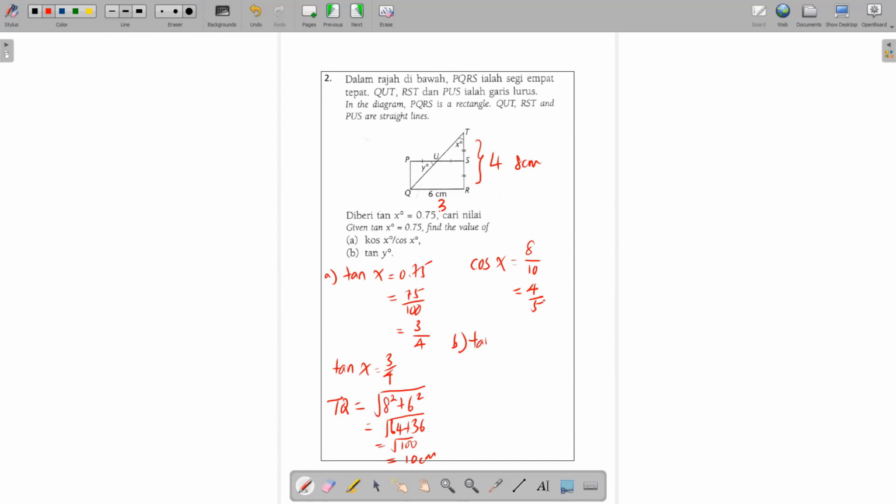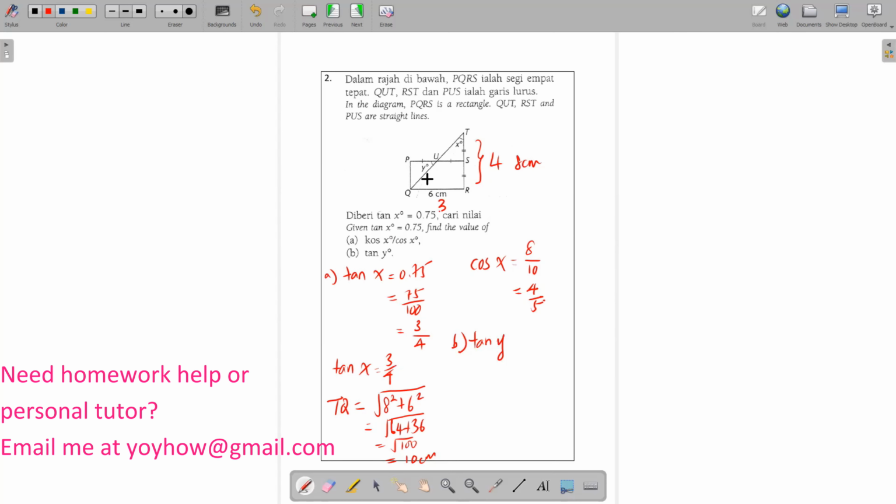Next we have tangent y. So how do we find tangent y? Let's see over here. Your y is over here. You are given this whole stretch is 6, so you will have 3, 3. So now where is this PQ? PQ is 4 centimeter because 8 divided by 2. So your tangent y, opposite 4, then your adjacent is 3.